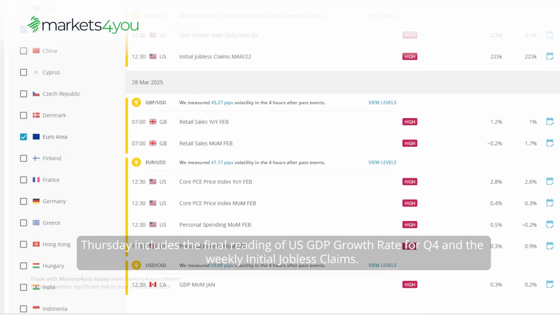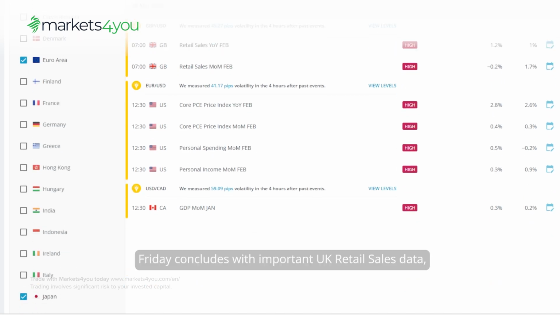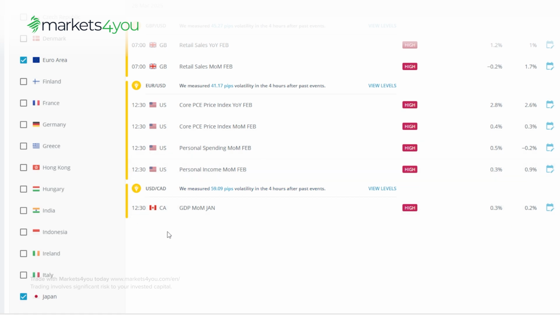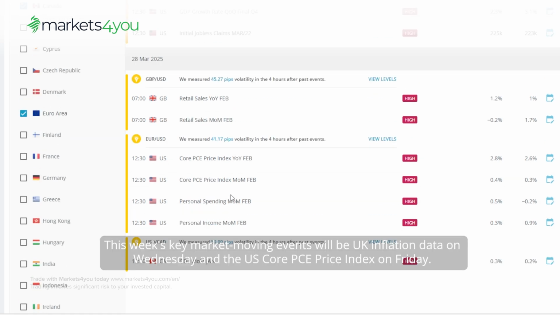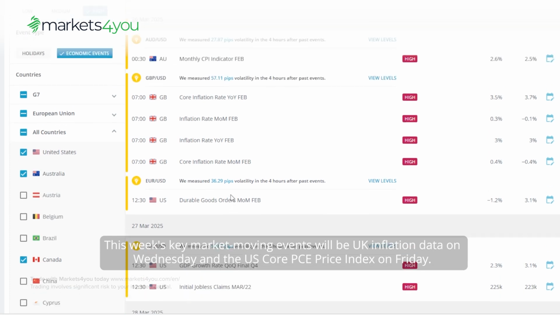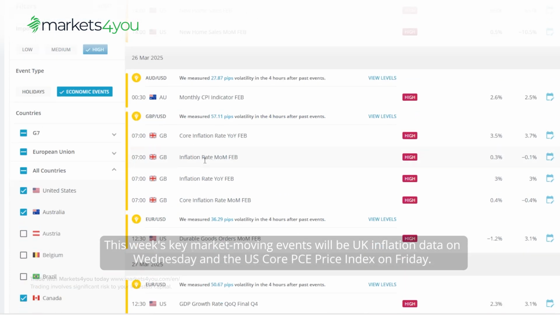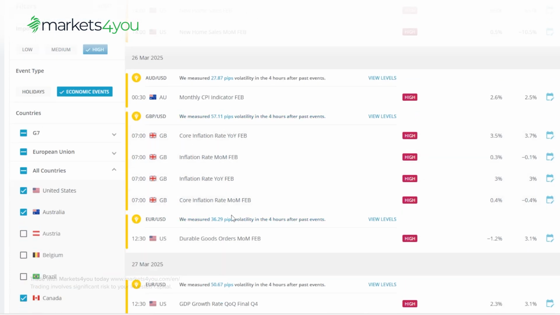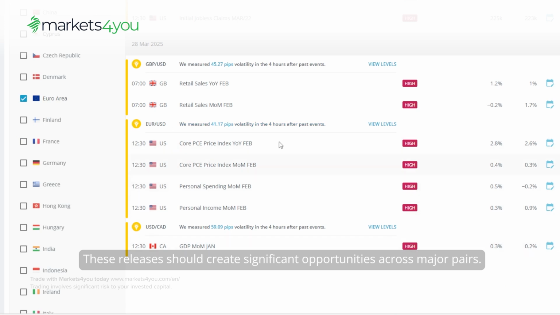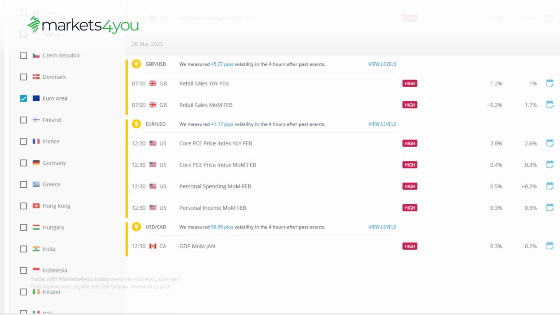Thursday includes the final reading of US GDP growth rate for Q4 and the weekly initial jobless claims. Friday concludes with important UK retail sales data, US Core PCE Price Index, which is the Fed's preferred inflation gauge, personal spending, personal income, and Canadian GDP figures. This week's key market-moving events will be UK inflation data on Wednesday and the US Core PCE Price Index on Friday. These releases should create significant opportunities across major pairs.